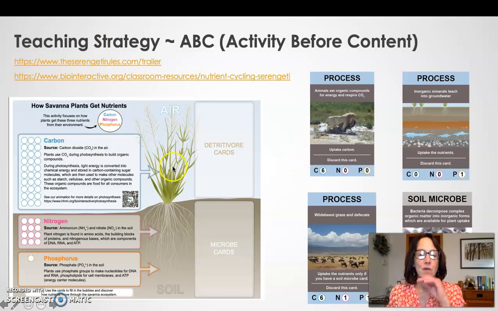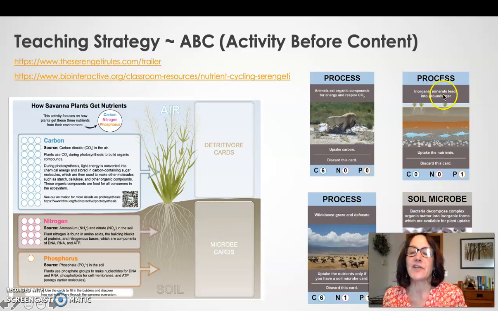So what they do is they pick up a process card. This process card says that animals eat organic compounds. So this is a lion eating maybe a wildebeest for energy, and they respire carbon dioxide. They are uptaking carbon, and 6 units of carbon. Notice they didn't get any phosphorus or nitrogen during this process, because this is the process of cellular respiration, going from an organic to an inorganic form of carbon.